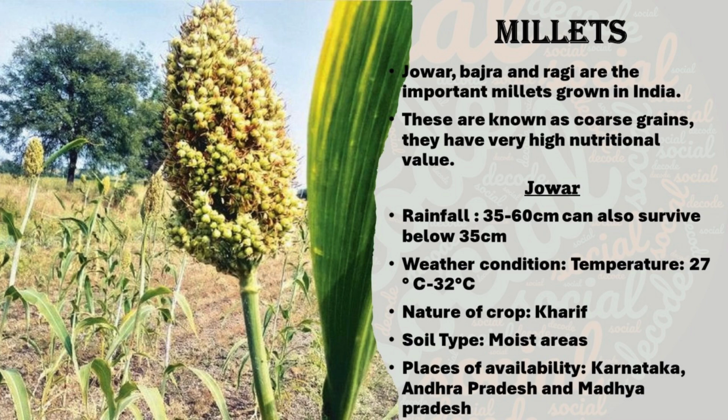First we are going to see jowar. Jowar needs a temperature from 27 to 32 degrees Celsius. The cropping pattern is the Kharif cropping pattern. Maharashtra is the top producer of jowar.